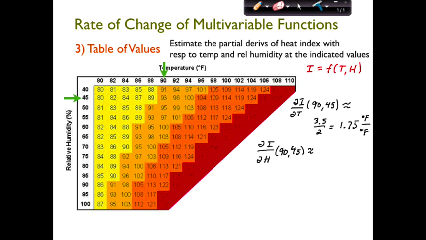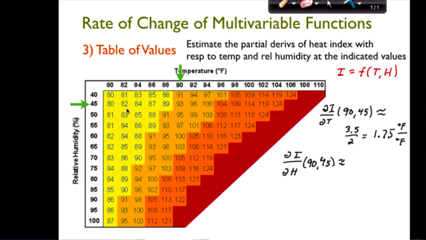What numbers are hard to see? What numbers are hard? These? Is that what you're talking about? So what's the change in index per change of 5?